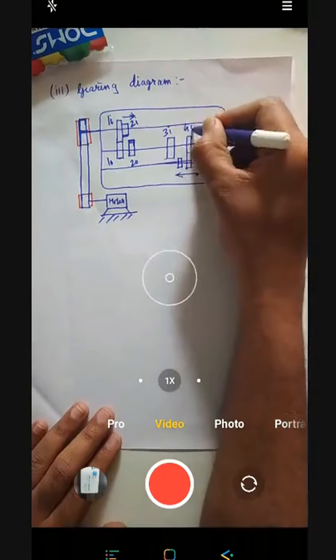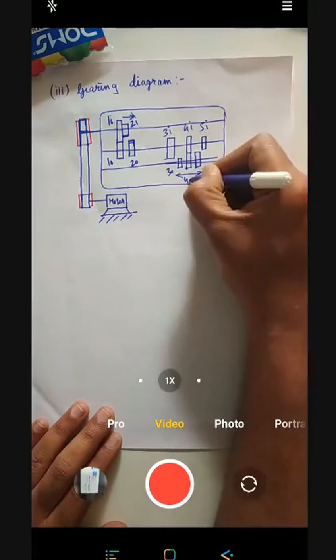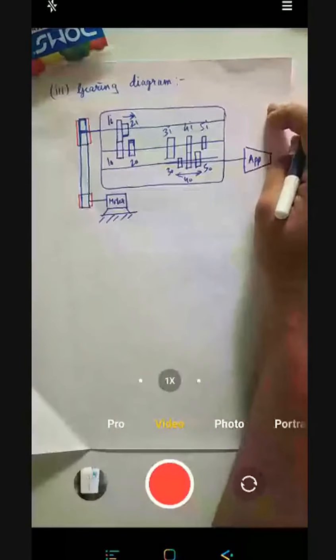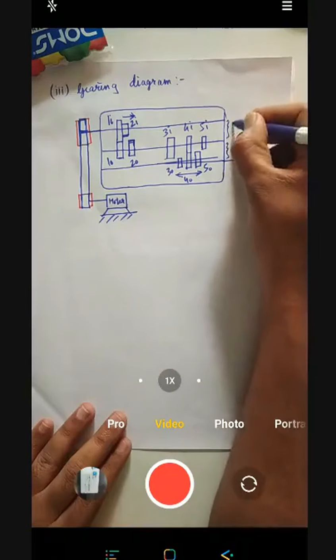This is 3 input, this is 4 input, this is 5 input. 3 output, 4 output, 5 output. Right? So this is your stage 1, stage 2.